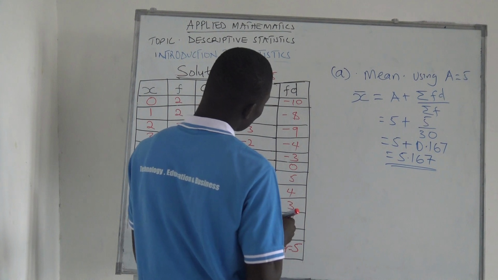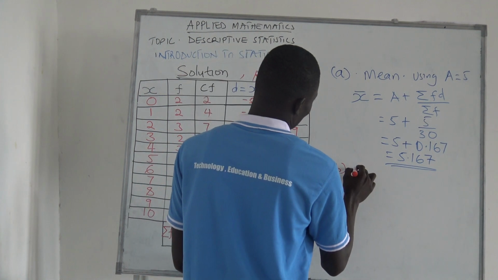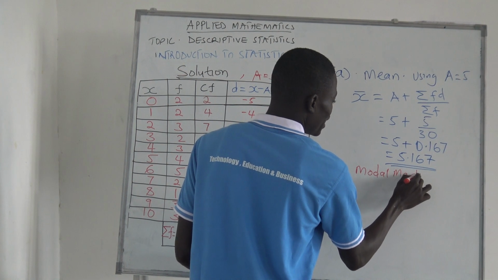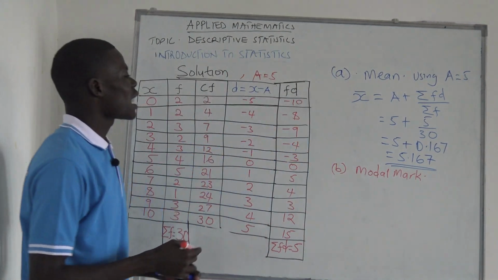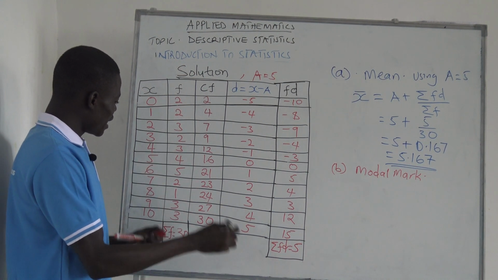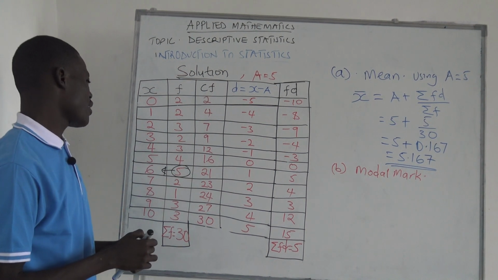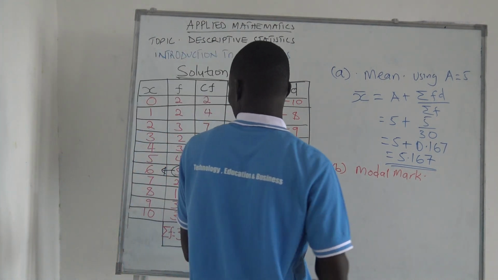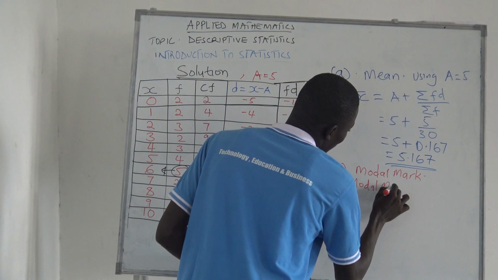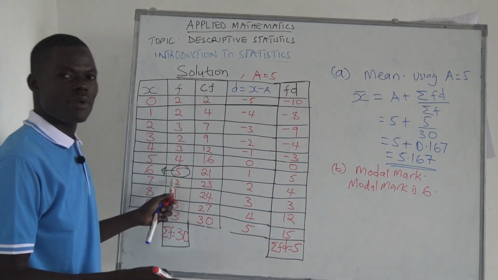Part B is saying, find the modal mark. We said modal mark, you come to frequency and then you get the highest frequency. The highest frequency now in this case is 5, and then you read the value of x. So the modal mark is 6, because 6 is the one appearing most.